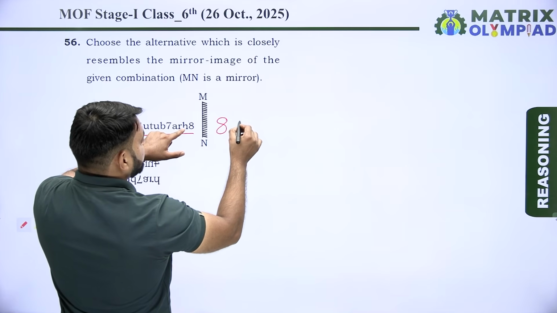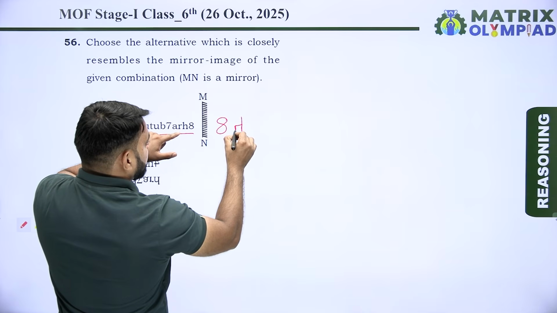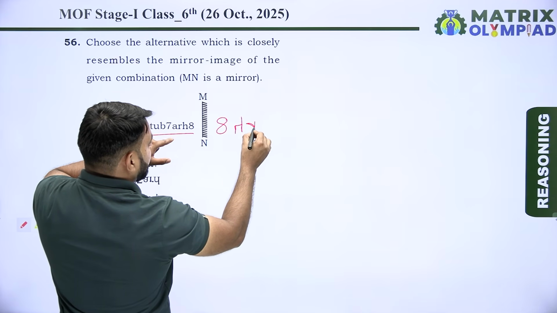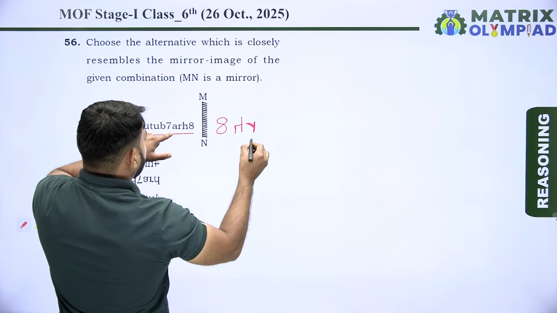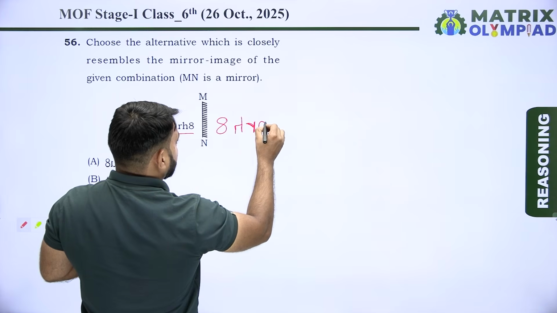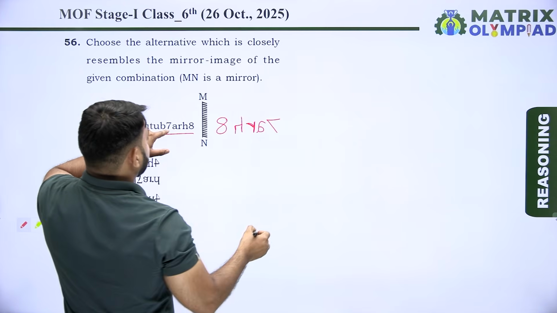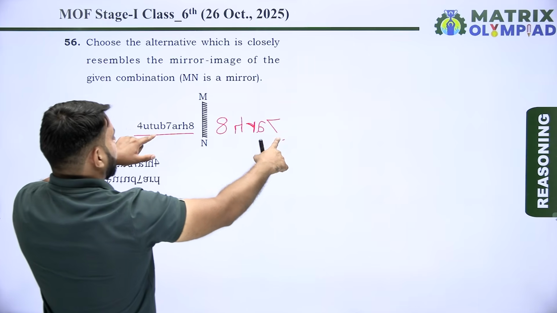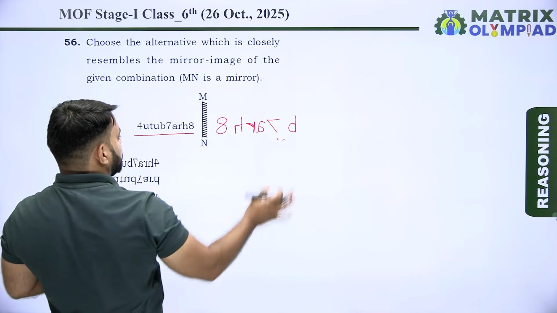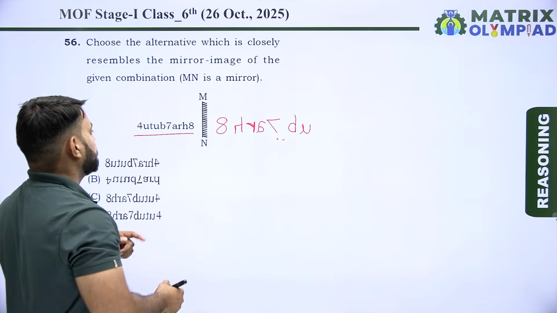And then find the mirror image of H. This is the mirror image of H. Next find the mirror image of R. So this is the mirror image of R. And then find the mirror image of A. So the mirror image of A looks something like this. And then find the mirror image of 7. So this is the mirror image of 7. Now find the mirror image of B. This is the mirror image of B. And then find the mirror image of U. This is the mirror image of U.